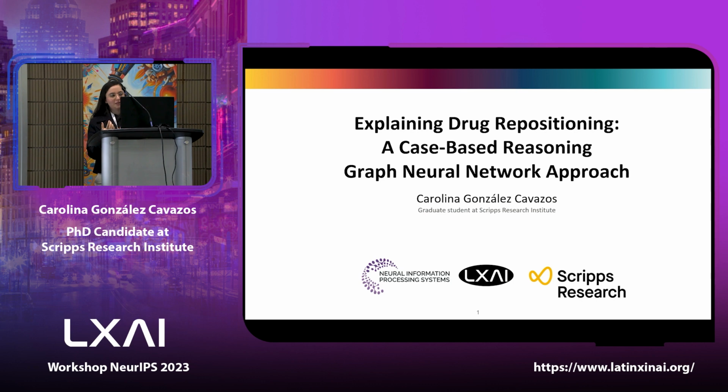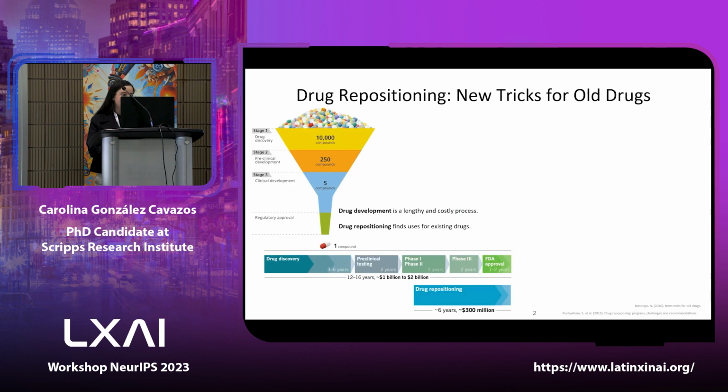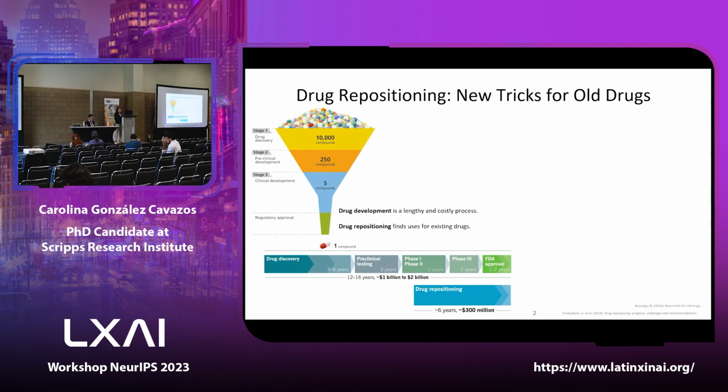And today I will be presenting my thesis work explaining drug repositioning, a case-based reasoning graph neural network approach. I would like to first introduce my presentation, saying that our work is motivated by the current challenge of developing new drugs. Drug discovery is an extremely long and expensive process that usually takes between 12 to 16 years and around $1 billion to $2 billion to bring a drug to the market.